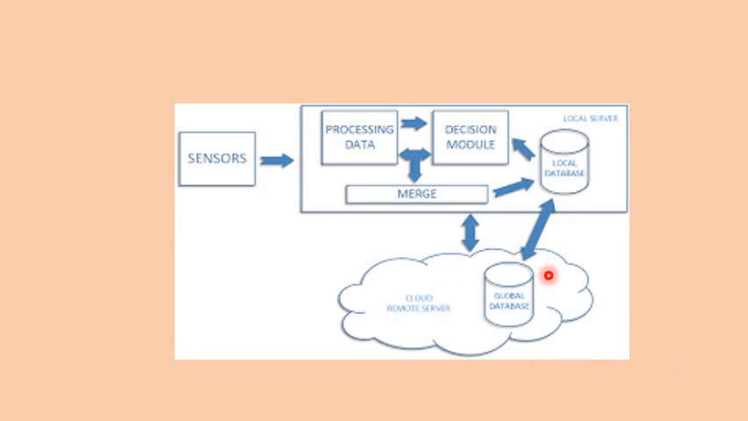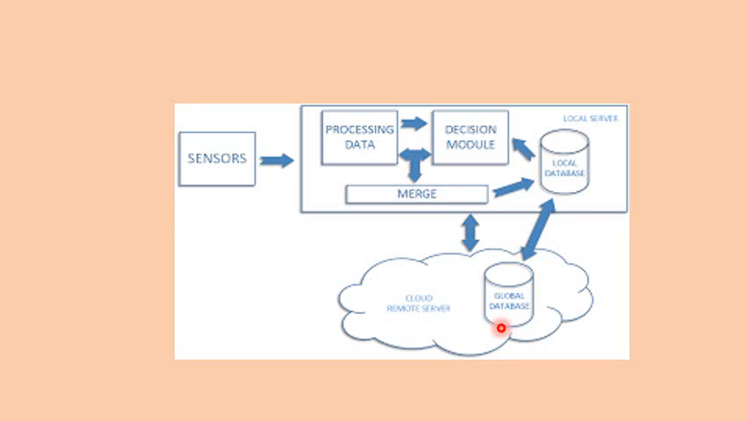Okay, this is one more example. Here also, as we discussed, you can take the information from the user, from any device or any other external system. Here you are taking the information with the help of devices called sensors. Then you are performing some operations, processing the data, then on the basis of that data you are taking some decision, you are merging both the data, then you are keeping it on your local database, and after that you are keeping it on a cloud server. Right? You are sending it to the global database or the cloud server.